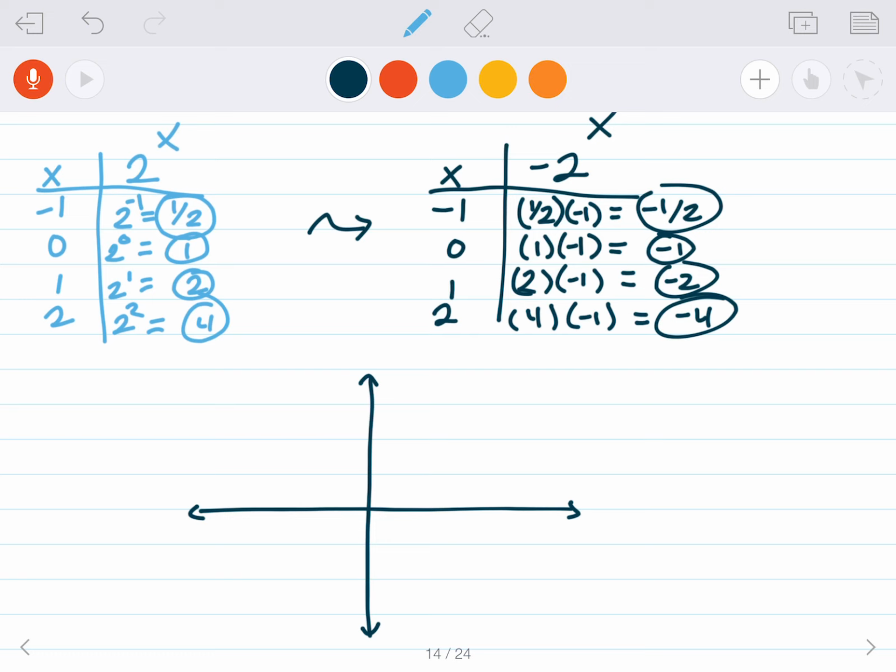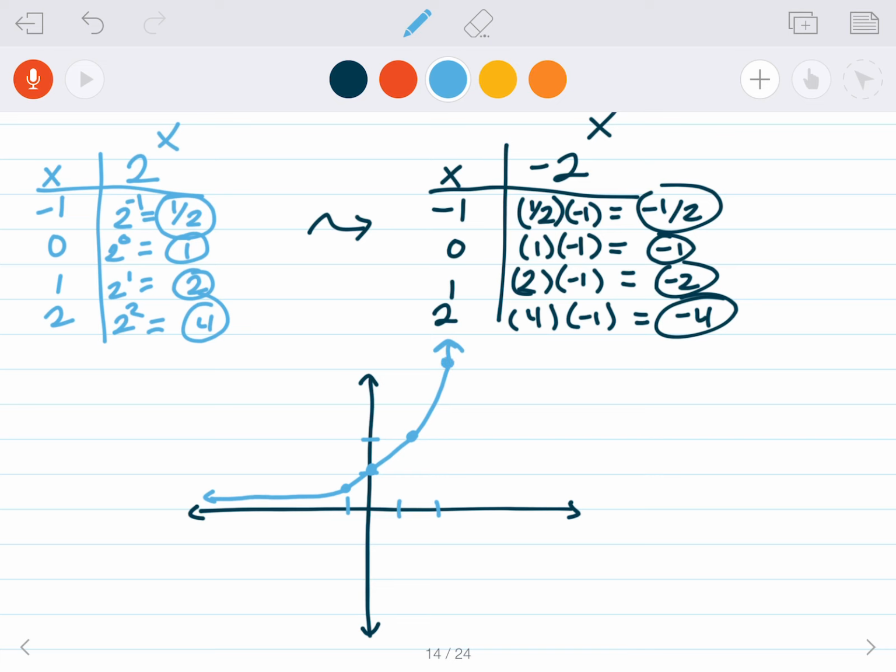I have -1, 1/2. So maybe like right there. 0, 1 is right here. 1, 2 right here. 2, 4. Maybe like right here. Lazy, lazy, lazy. Okay, so we know what happens with these exponential graphs, right? This thing's going to go up forever, and it's also going to approach the horizontal asymptote, which is y equals 0, because it's not shifted or anything. So that's our parent graph.